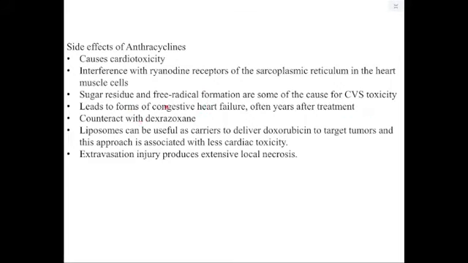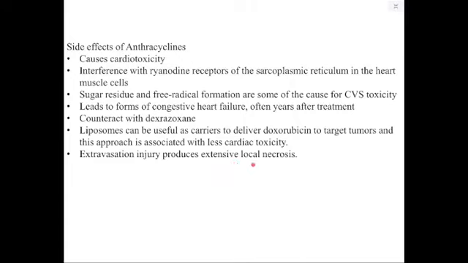You can counteract the effects of this drug with dexrazoxane. And then, of course, you can also give these drugs as liposomes that can be useful as carriers to deliver doxorubicin to target tumors, and this approach is associated with less cardiac toxicity. I believe in pharmaceutics, you have talked about liposomes, where you can formulate the drug and deliver it to the organ, target delivery. And once you have target delivery, then you will minimize the cardiac toxicity.